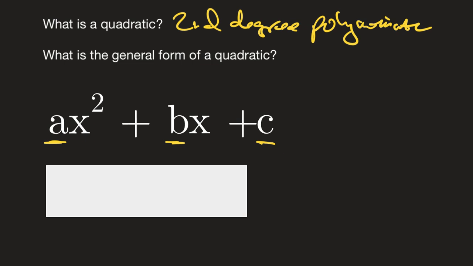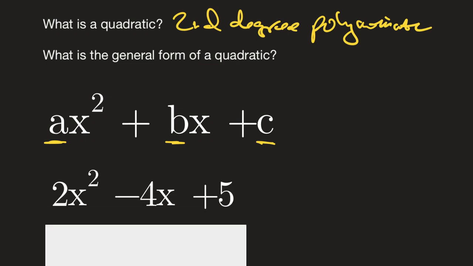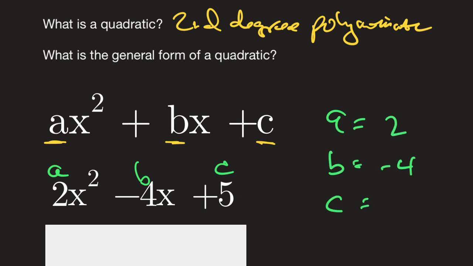So there's a quadratic trinomial: 2x squared minus 4x plus 5. Which one of those numbers would be your a value? The 2 would be your a. What would be your b? Negative 4 would be your b. And what would be your c? C would be your 5. So your a would be 2, your b would be negative 4, and your c is going to be 5.